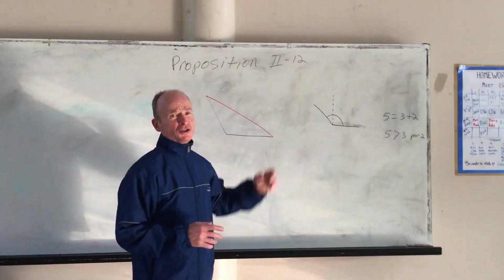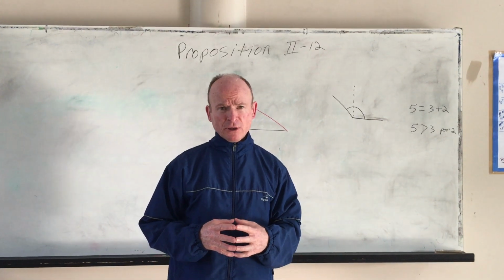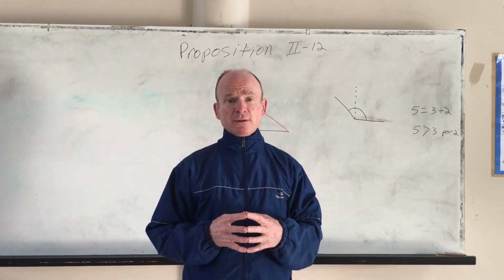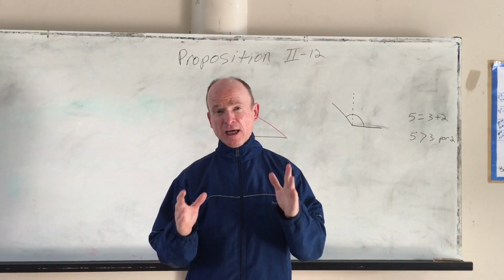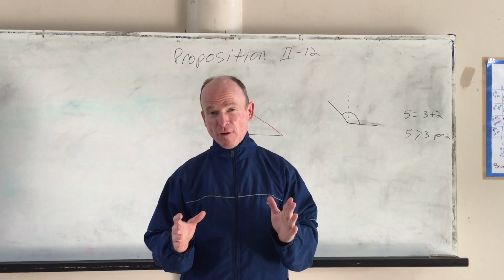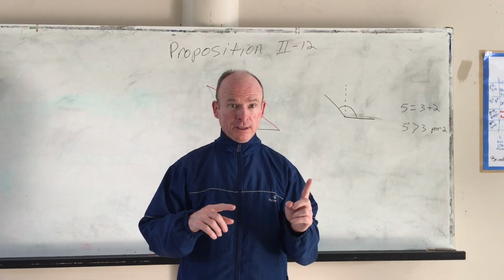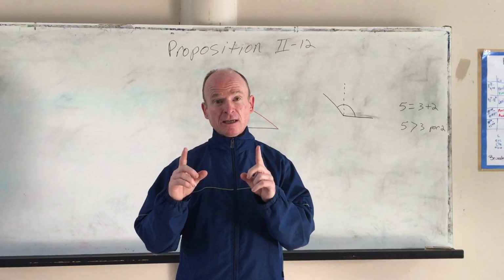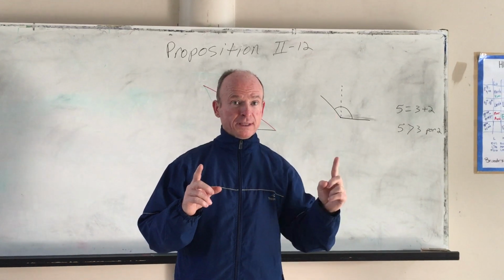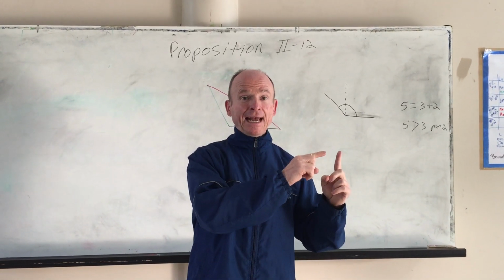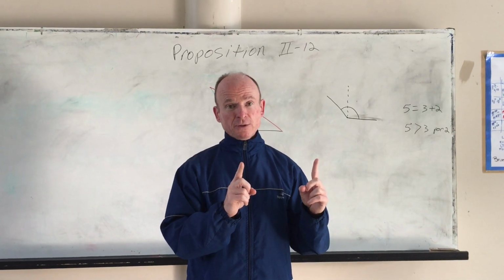Students, today we have Proposition 12 of Book 2. It's about obtuse angle triangles. In obtuse angle triangles, the square on the side subtending the obtuse angle is greater than the squares on the sides of the obtuse angle by twice the rectangle contained by one of the sides, namely that on which the perpendicular falls when it's extended, and the line cut off outside by the perpendicular towards the obtuse angle.